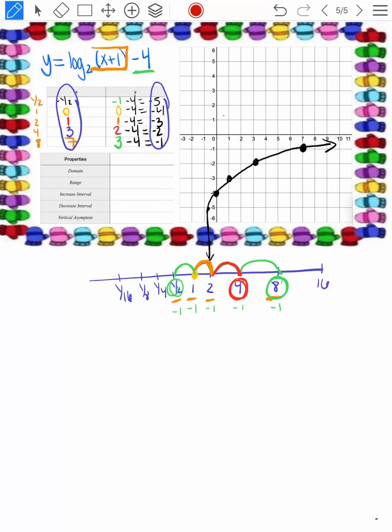And this time, my vertical asymptote is going to be at -1. I'm never going to hit -1. Remember, in our more simple logarithms, when we just graphed this, our vertical asymptote was at 0. But now I'm shifting my vertical asymptote to the left 1. So my new vertical asymptote is at -1 for this problem. And that's because I had to subtract 1 from all the x values I wanted to use.